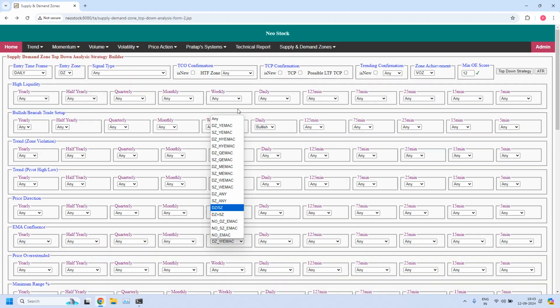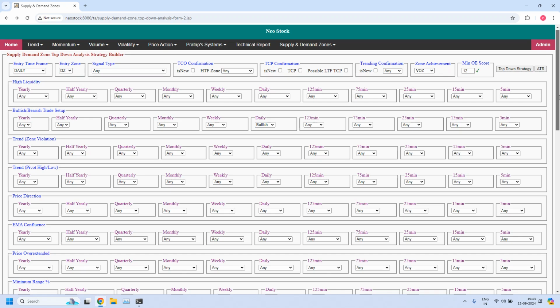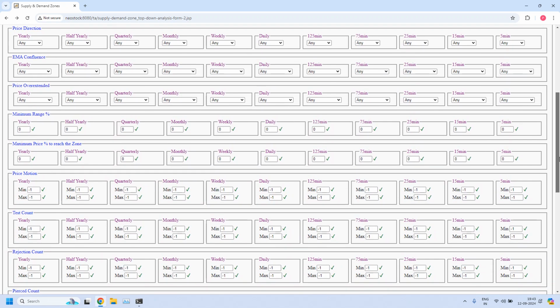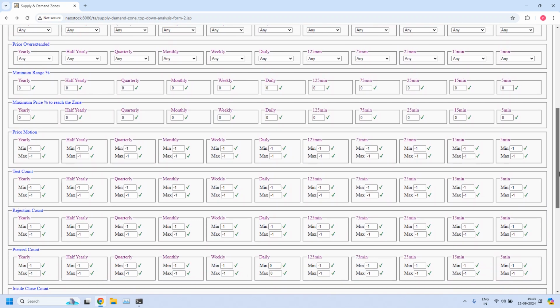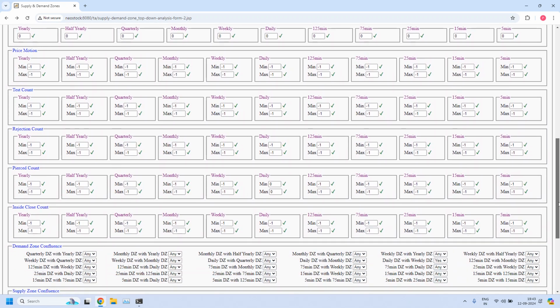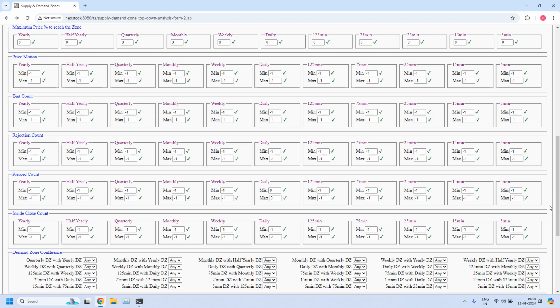First I have to remove this weekly EMA filter. Now monthly zones, we want monthly zones having weekly and daily zones. That is what LTF, ITF, HTF demand zone confluence is. So already we selected daily demand zone with weekly demand zone enabled. Next, daily demand zone with monthly demand zone also I am enabling, and weekly demand zone and monthly demand zone confluence also I am enabling.